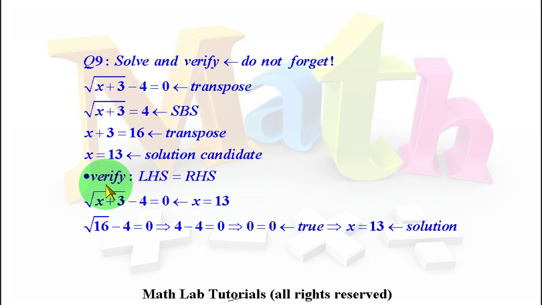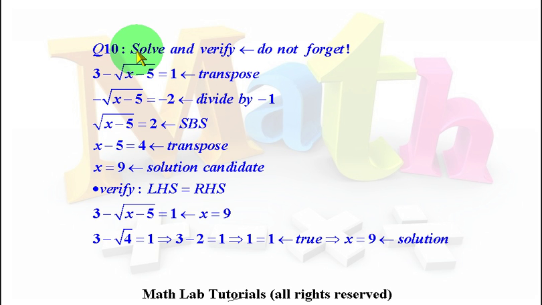And again, we need to verify that the left-hand side is equal to the right-hand side. We take the original equation and copy-paste it down here, and then substitute in the solution candidate, which is x equals 13. And then when we do that, on the left-hand side, we get the square root of 13 plus 3, which is square root of 16, and then minus 4, and then equals 0. On the left, we get a 4 minus 4, and on the right, we get 0. Of course, 4 minus 4 is 0, so we get 0 equals 0, which is certainly a true statement, and that implies that x equals 13, which was a candidate, is now in fact a solution.